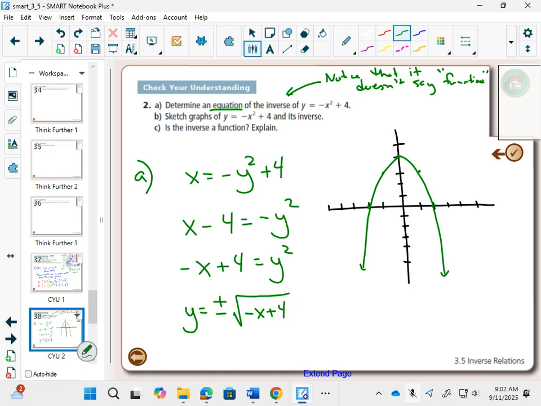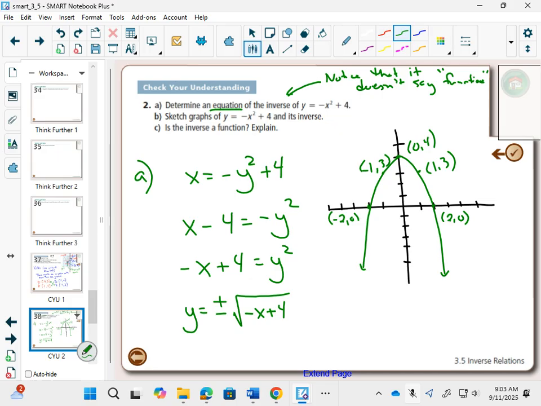Again, I'd have to do some labeling here, so I'm going to label 0, 4, 1, 3, 2, 0, and may as well. There's 5 points on my graph.